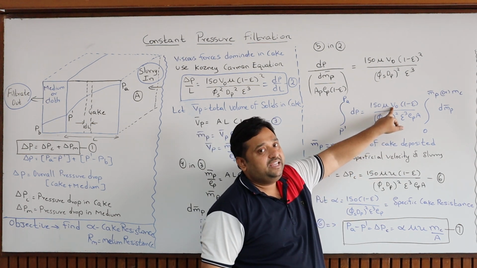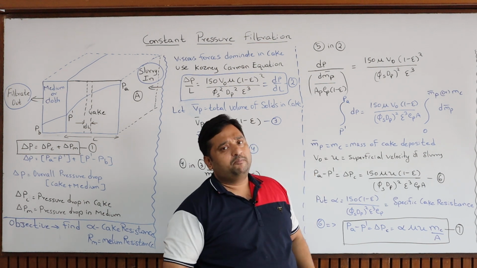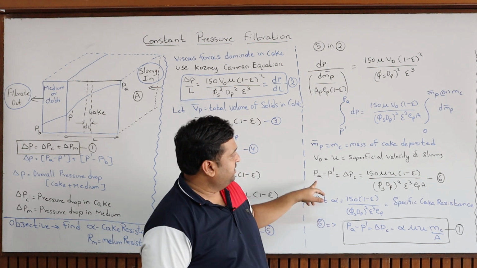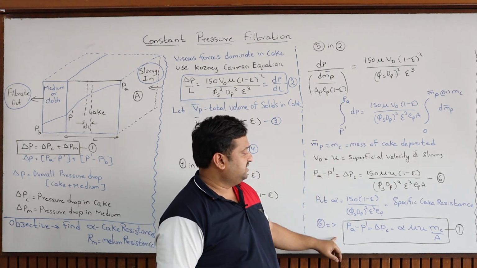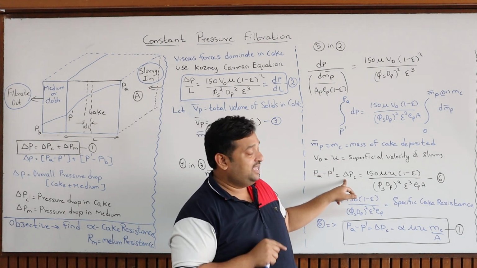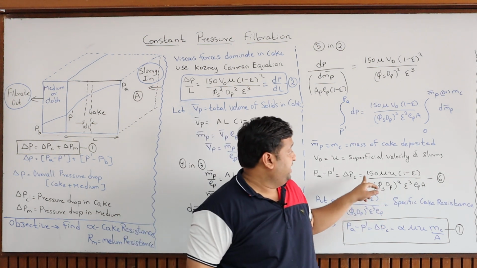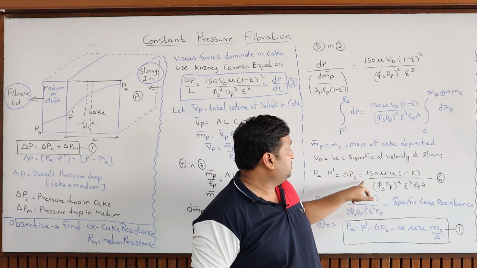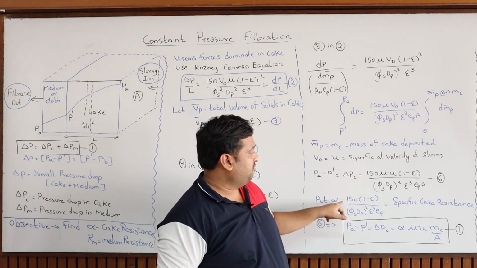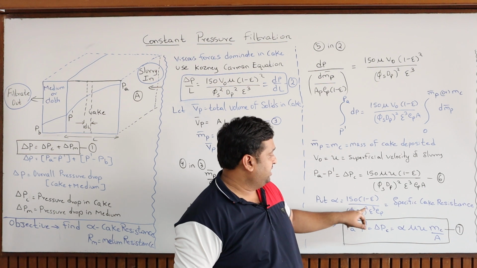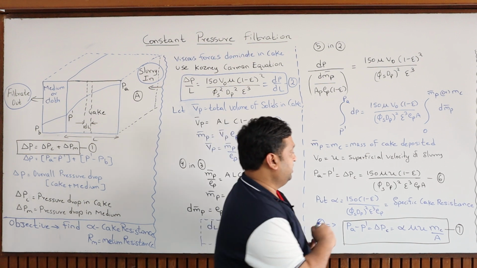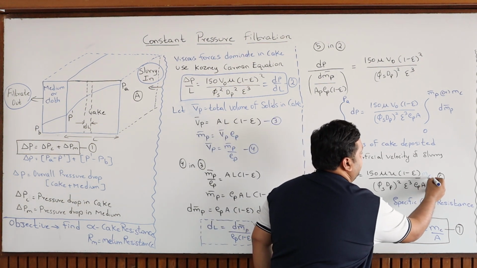So I have to use some specific terms. The superficial velocity V0 is replaced by u now, because in major books it is represented by u, so I have changed the term here. Then if you integrate, you get this equation. PA minus P dash is nothing but delta PC, the pressure drop over this cake, which is the entire term. So put alpha equal to 150 into 1 minus epsilon into phi a square dp square epsilon cube into rho, and mc is there as one more term.